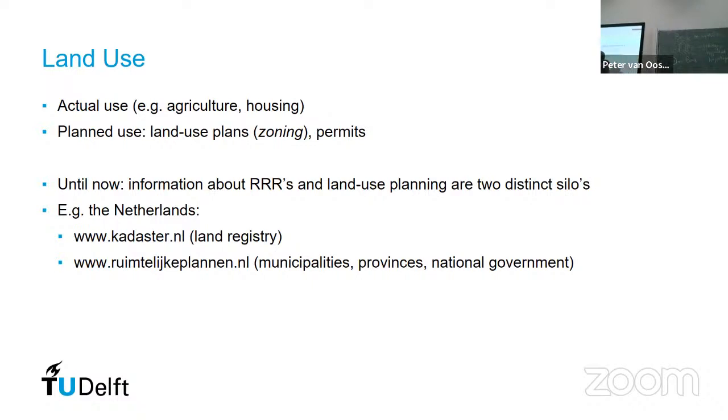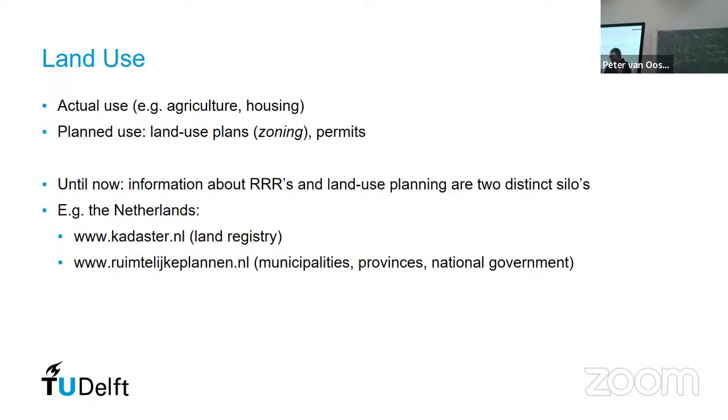But until now, we also have the Netherlands, where we have quite separate administration, so that when we want information for the land registry, we go to the land registry office, and when we want information about the land use plan, we have to go to the municipality.